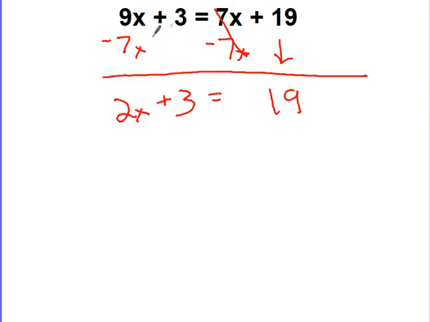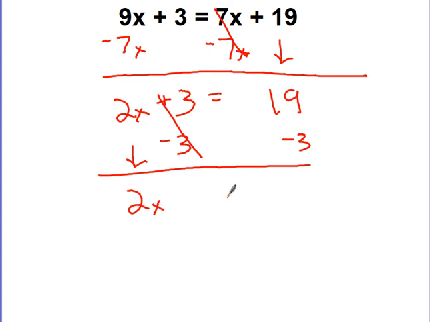Good news is here is now I have a normal two-step equation. I got rid of my variable on one side of the equal sign, just moved it over to the other side. Now I can solve my two-step equation like normal. Get rid of my addition and subtraction first. Bring down my variable.